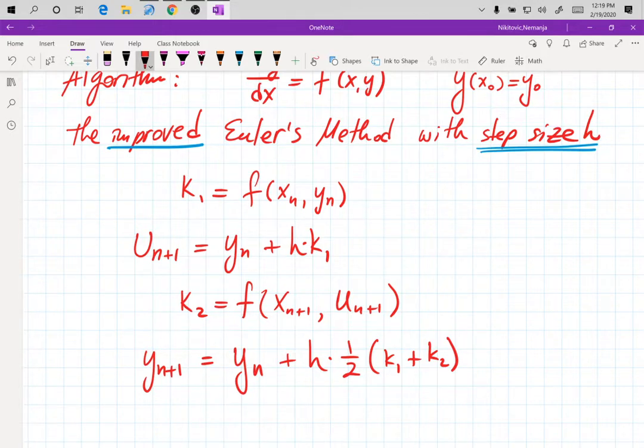I should have a separate exam for math majors on a blue paper. Derive the Euler's method. Wow, so many people already dropped the major. All right, cool.